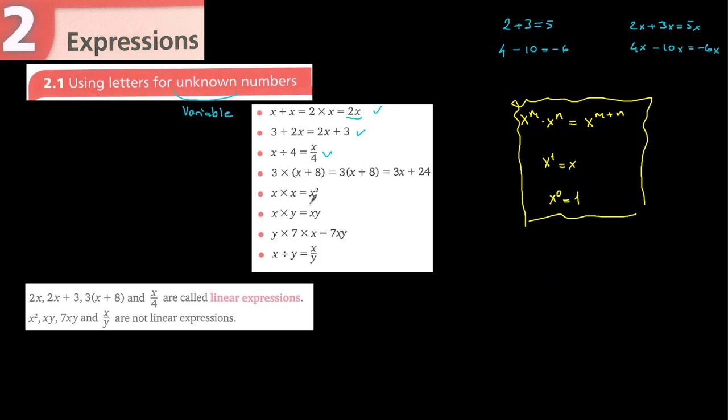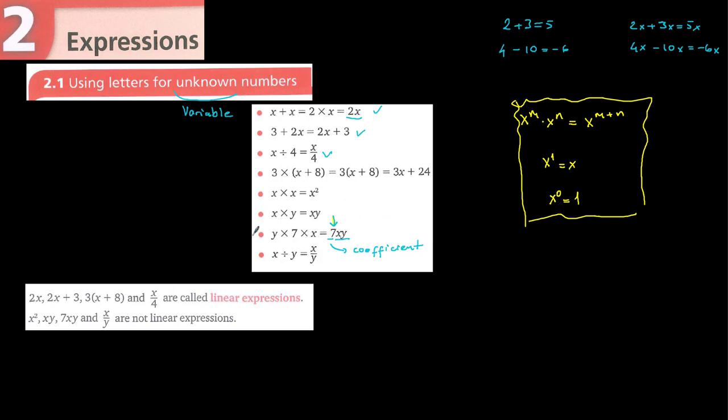Okay, the next one, x times y. You are multiplying two variables, and as you see there is an invisible multiplication operation between them. Instead of writing the times, we are writing xy, and we read it like xy. Y times 7 times x is going to be equal to 7xy. Also an important part: when you are writing the expression, firstly the number is written, then the variables. Which variable is written first is not important, but it's important to write the number first, then the variable. The number here is called the coefficient, the number in front of the variable.